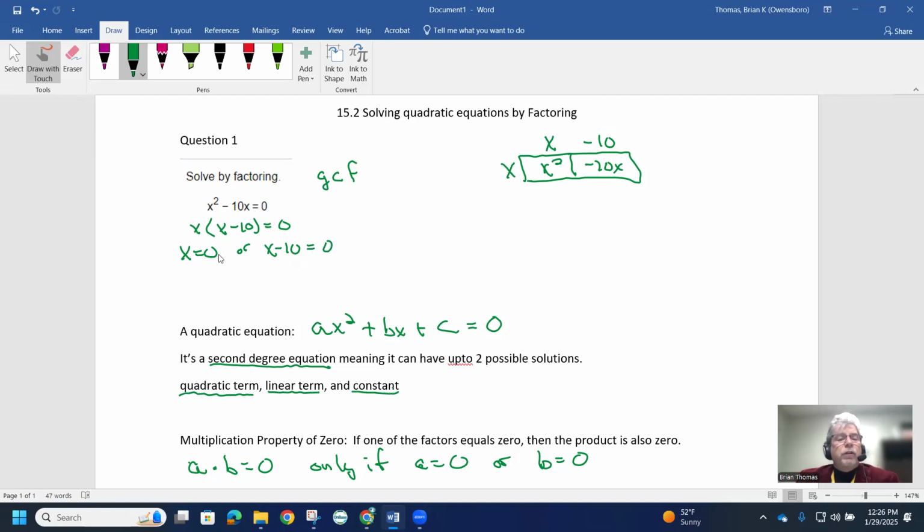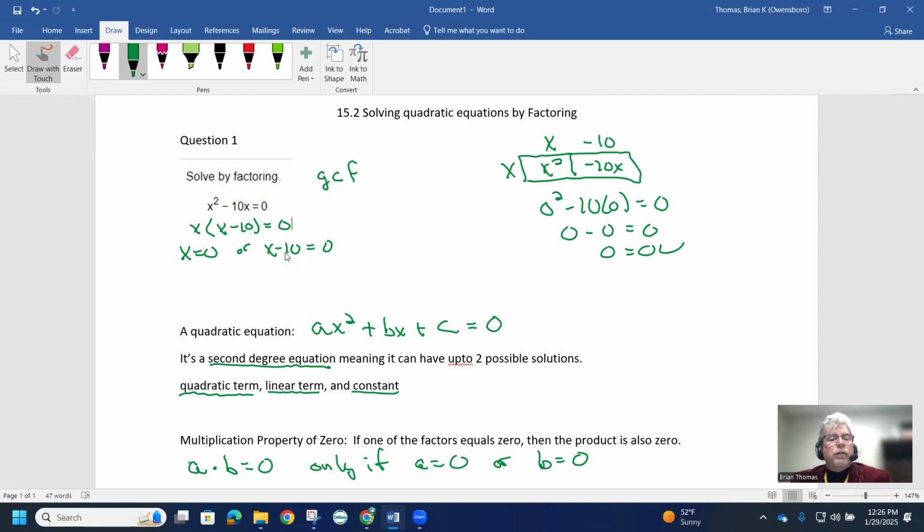Notice how this is already solved for x. If x equals 0, then this whole thing is going to turn into 0. If I put a 0 in, 0 squared minus 10 times 0, does that indeed give me 0? Well, 0 minus 0, does that give me 0? Yeah, 0 does equal 0. So that is a solution because the left side does equal the right side.